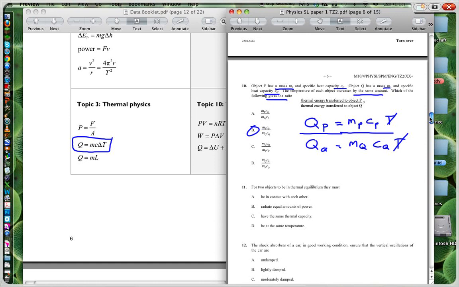Question 11. For two objects to be in thermal equilibrium, they must be... Now, this is it over here. They must be at the same temperature. I mean, obviously, if we just take a room, for instance, the room that I'm in now, if I measured all the objects here, they would all be at the same temperature. There would be a thermal equilibrium. One object is not transferring any energy to the other. They don't necessarily have to be in contact with one another. There are different ways of transferring that energy to equalize and come into thermal equilibrium. So it would be D.